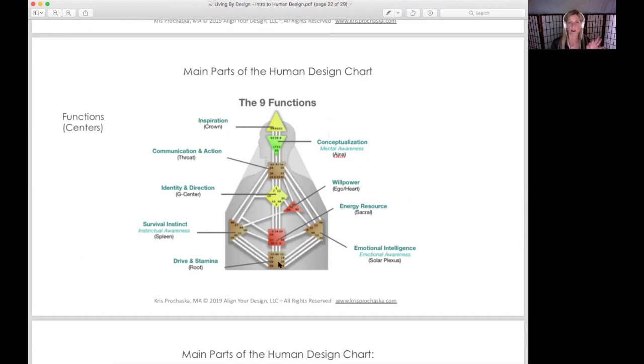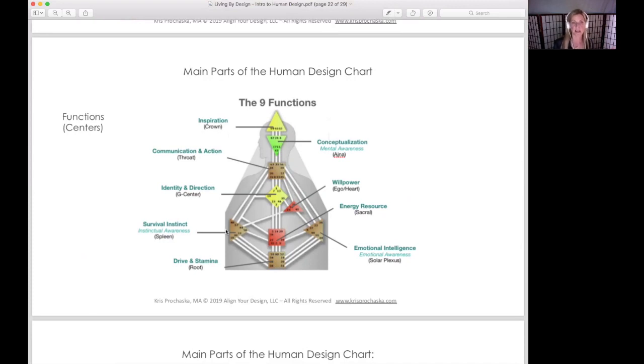And just a note here, the colors that you see right here, if you have these centers or functions colored in on your chart, they're going to be these colors. No one really knows why they are these colors. It was never explained exactly why these colors are the colors that are used. But if you have them colored in, they're going to be these colors. And if you do not have them colored in, they're going to be white. Again, I'm going to show you this example in just a moment. But here we have at the very bottom, the root or drive and stamina.